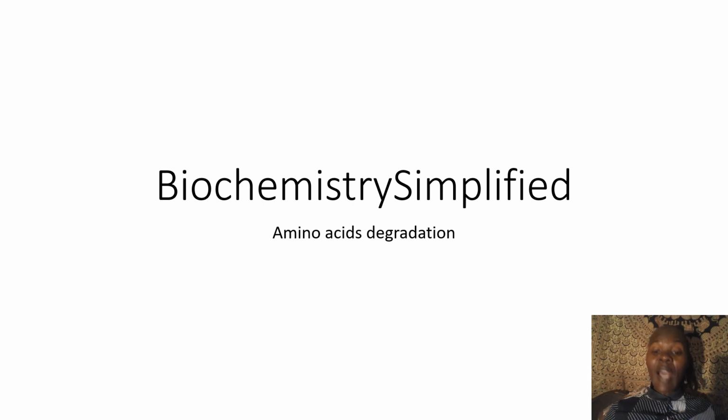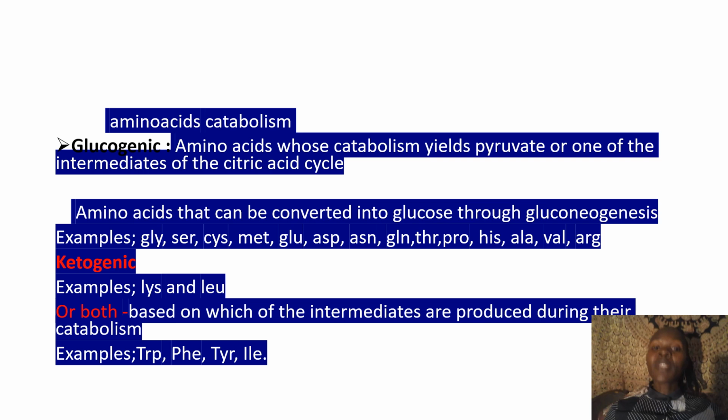They will be classified as glucogenic if the degradation product is pyruvate or any other intermediate of the TCA cycle. The TCA cycle is the Krebs cycle, also the citric acid cycle. So if the degradation products of that amino acid give us pyruvate, or oxaloacetate, or alpha-KG, or succinyl-CoA, or succinate, or fumarate, it is glucogenic.